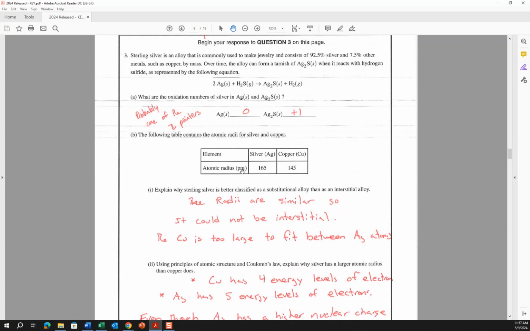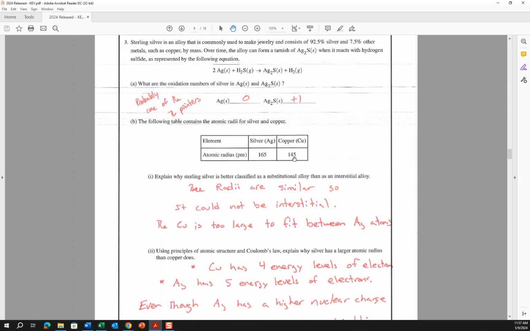Okay. They're asking why would an alloy with silver and copper be substitutional, not interstitial? And it's because you have very similar atomic radii, so it would have to be substitutional. The copper is not small enough to fit in between the spaces that the silver spheres would make, so it can't be interstitial.